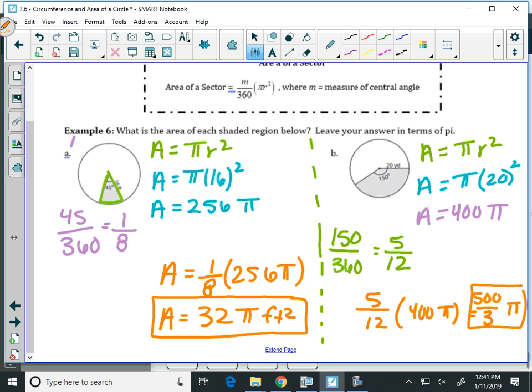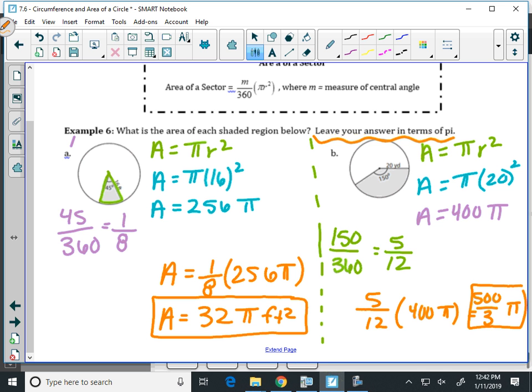Question? Yes. If it says leave in terms of pi, make sure it's a fraction and has pi. If you wrote it as like 1.5 pi, I'm probably not going to be picky about it. But if you're rounding it, write it as a fraction. Good question. Other questions?